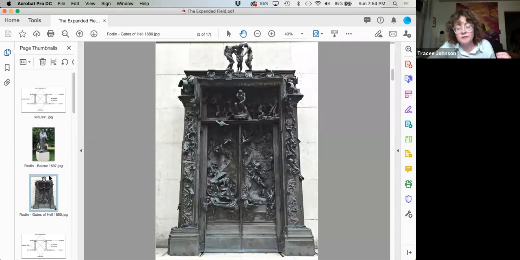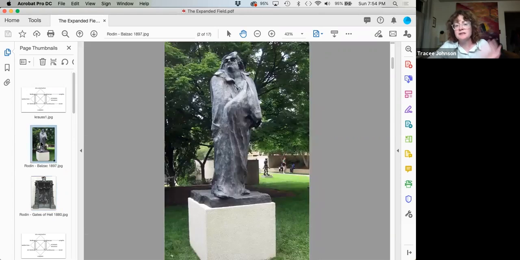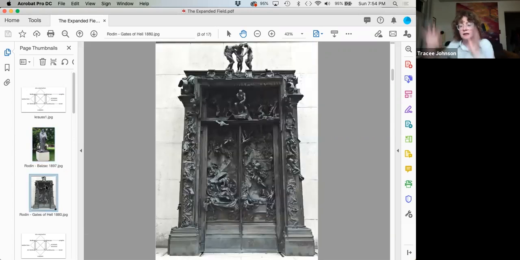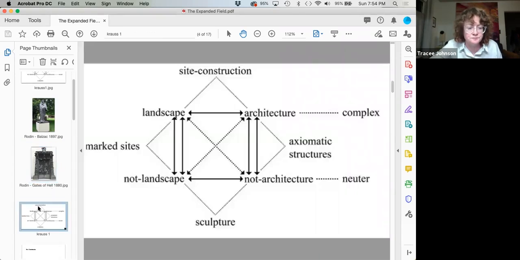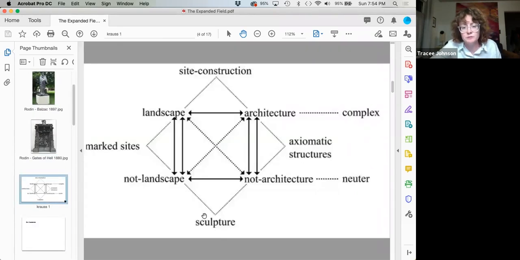She also will reference in her reading Rodin's other piece here, The Gates of Hell in 1880. So these are generally autonomous objects that can move to different places, and therefore they are sculpture in her definition. Okay, so we're back at this graph here, sculpture.